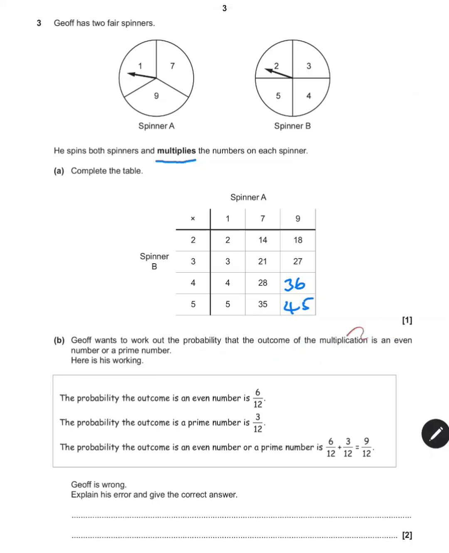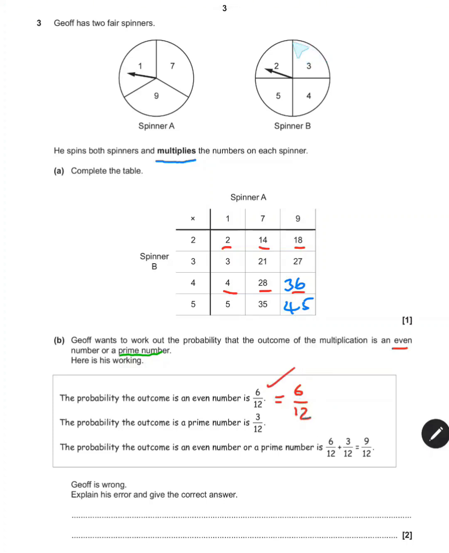Part B is looking at probabilities from this table, and we're looking at even numbers and prime numbers. And there's the working that my mate Jeff has done. We just need to figure out why this is wrong. So I'm going to look at even numbers first. Even numbers are your 2 times table. So anything in the 2 times table. And that's it. 1, 2, 3, 4, 5, 6. So the probability of an even number is definitely 6 out of 12. Nothing wrong with that, Jeff.